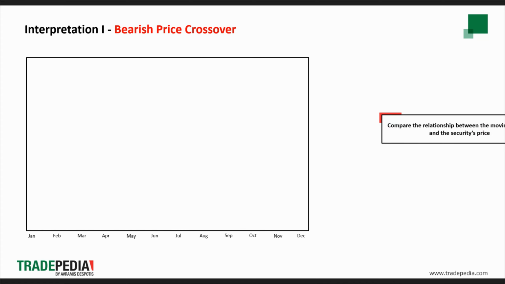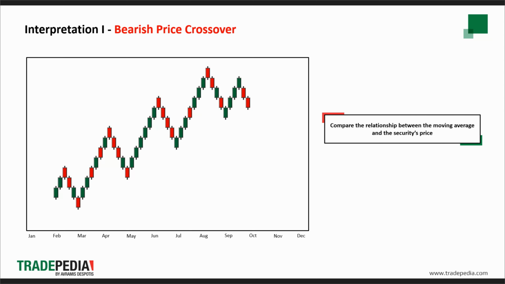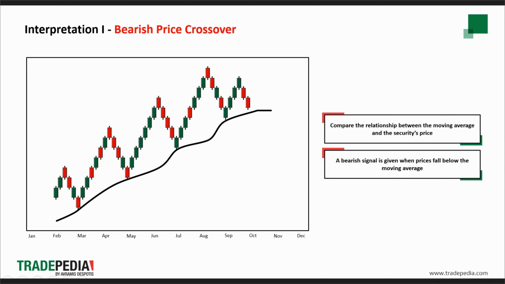Bearish price crossover. Same thing: you look at the MA and you look at the price, and compare the relationship. In this case, it is bullish. Price is holding above the moving average very nicely until it falls below the moving average. That's when the bearish signal is given. When it crosses below, it pushes lower, and that's when a bearish signal is given.